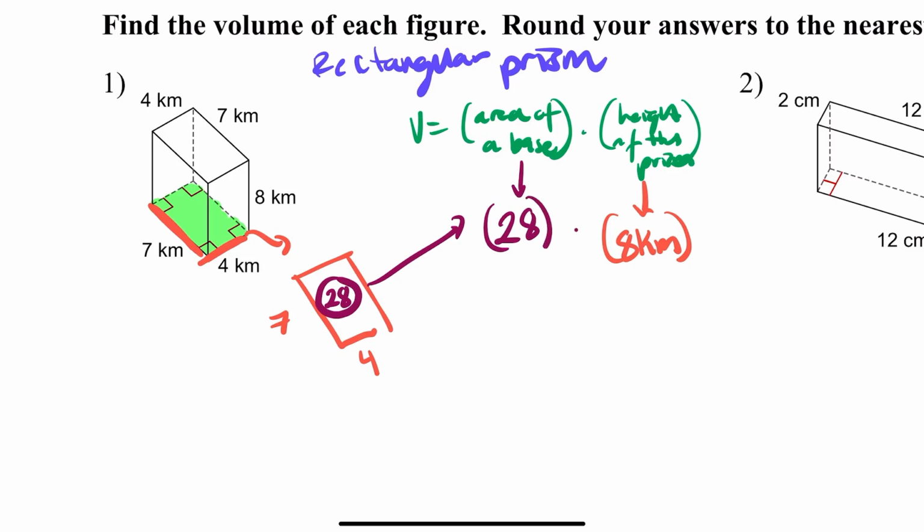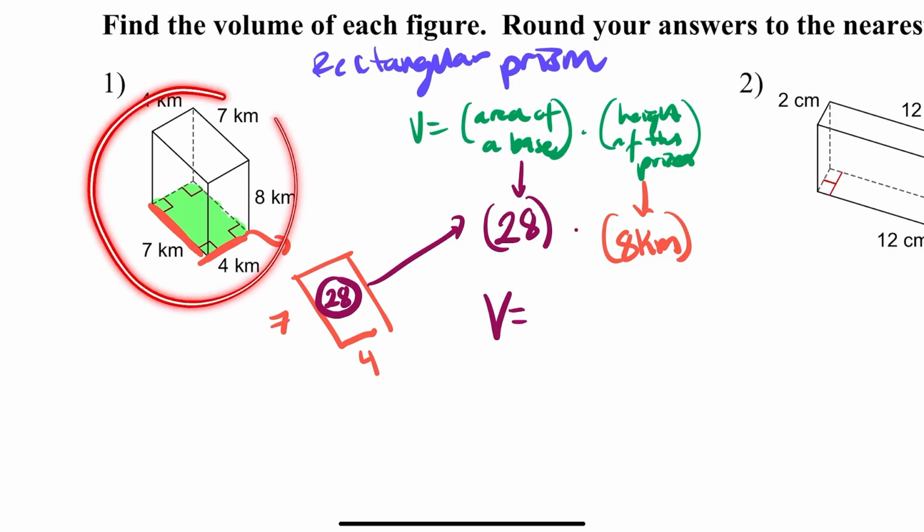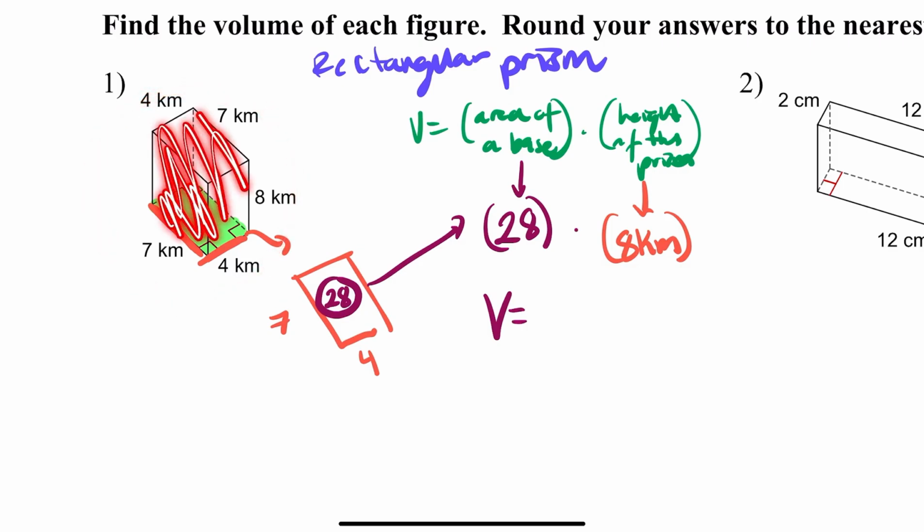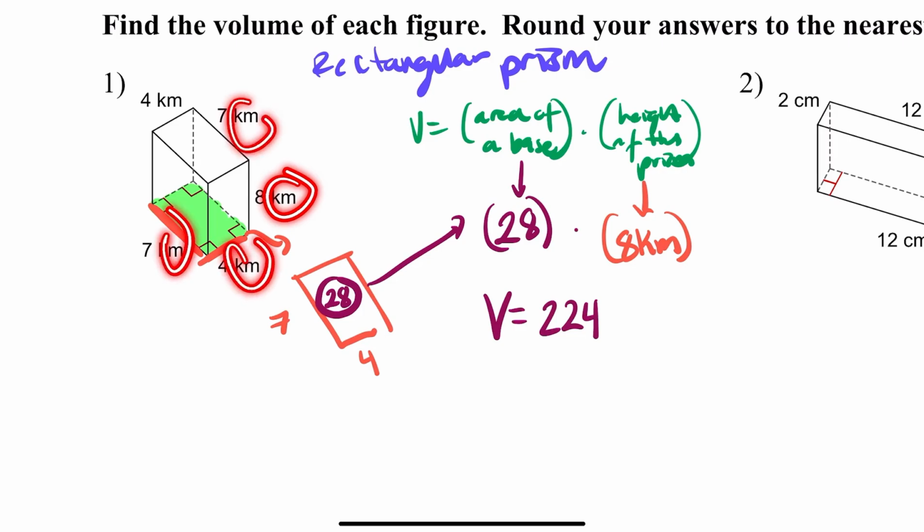And all that's left to do is for me to multiply the two. And so the volume of this entire prism, if I were to fill it up with liquid all the way, let's go ahead and plug that in. It's going to be 28 times 8, 224. Do not forget the units in all of these problems.